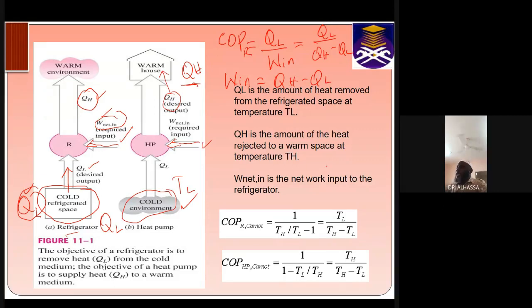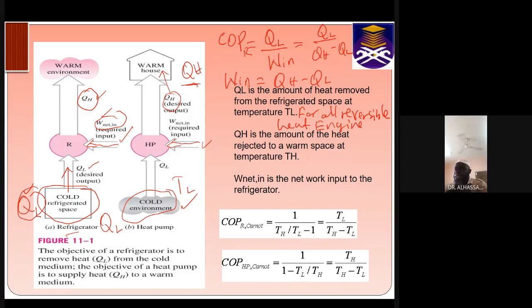Now, for all reversible heat engines, a refrigerator is also a heat engine. You understand me? So what is the classical definition for a heat engine? A heat engine is a device that operates on a thermodynamic cycle in such a way that it operates between two thermal energy reservoirs, a high thermal energy reservoir and a low thermal energy reservoir. So that's the classical definition for a heat engine.